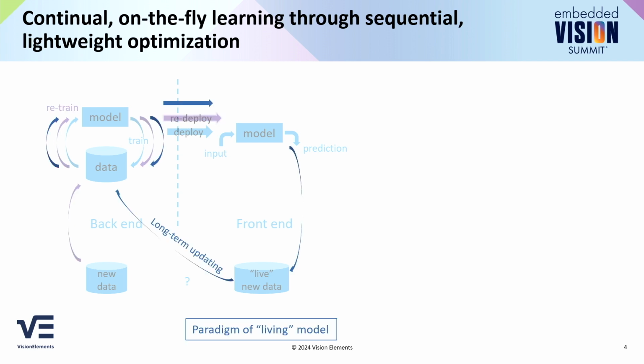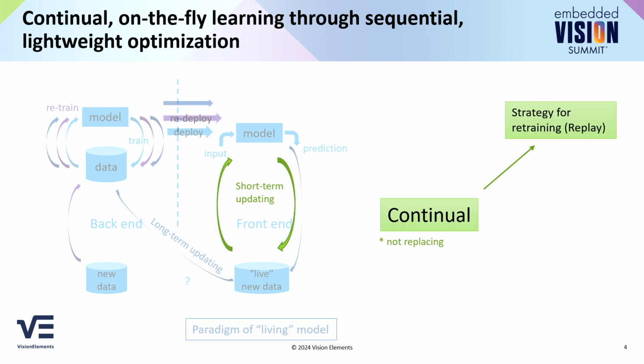What happens if live new data arrives from the field? Then we can have a larger cycle where we add that live new data into our old data, retrain and redeploy, which forms the paradigm of a living model in a way, but this is pretty slow and resource heavy.